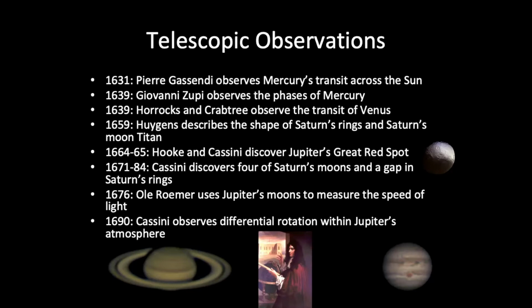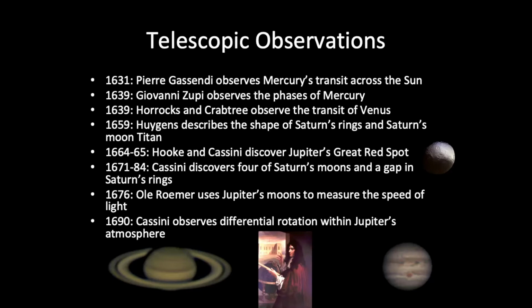Christian Huygens, a Dutch scientist who lived in Paris for many years, in 1659 published his Systema Saturnium, in which he describes the shape of Saturn's rings, and he also discovered Saturn's moon Titan. In 1664 and 65, Robert Hooke and Giovanni Domenico Cassini independently discovered Jupiter's Great Red Spot.